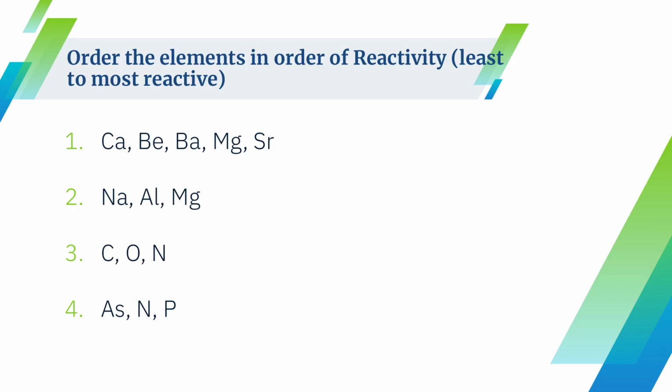So here you try. Order the elements in order of reactivity, from the least reactive to the most reactive. Your first set is calcium, beryllium, barium, magnesium, and strontium. Second set is sodium, aluminum, and magnesium. Third is carbon, oxygen, and nitrogen. And your fourth is astatine, nitrogen, and phosphorus.